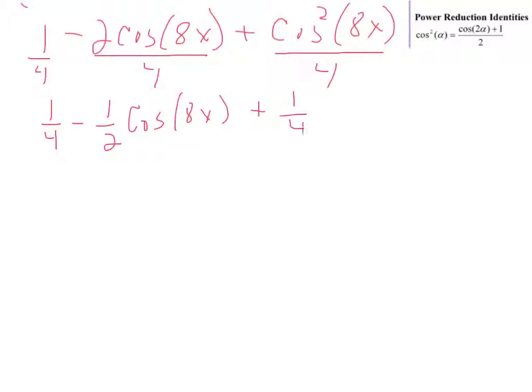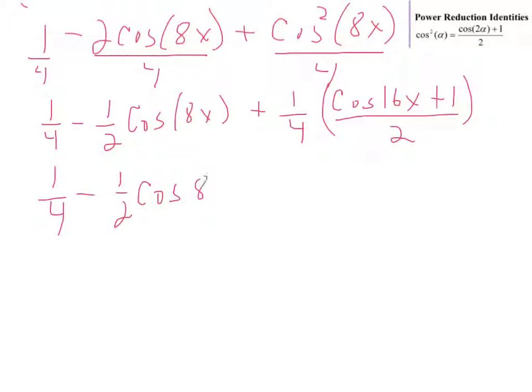plus 1/4 times. Now here's the issue. Since this is another squared term, and that isn't what they're giving me in the formula that I have to substitute in, I have to break this down a little bit more. So I'm going to use that other power reducing formula for cosine squared, and that's going to give me cosine of 16x plus 1 all over 2. Well, if you bring that 2 out, that's going to give you a 1/4 minus 1/2 cosine 8x plus 1/8.